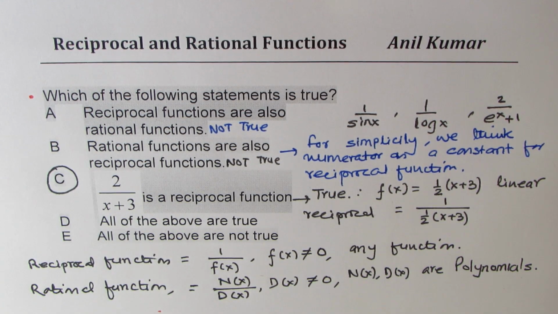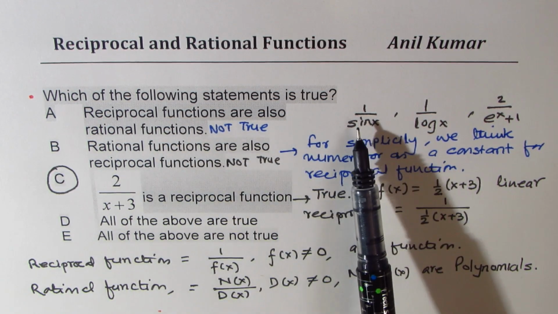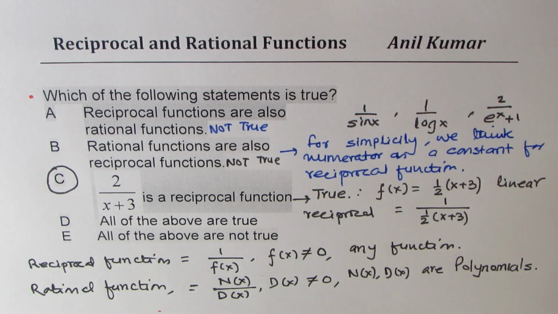Perfect. Now you can see very easily that reciprocal functions could have the reciprocal of any function, other than polynomials also. And that is why they are not all rational functions. So I hope this point is clear.